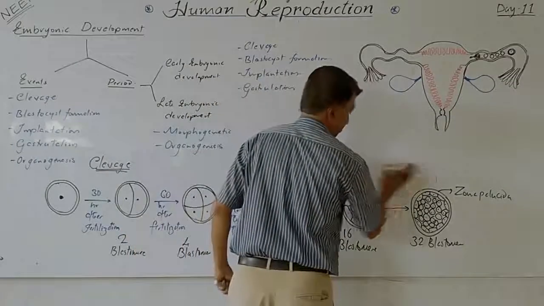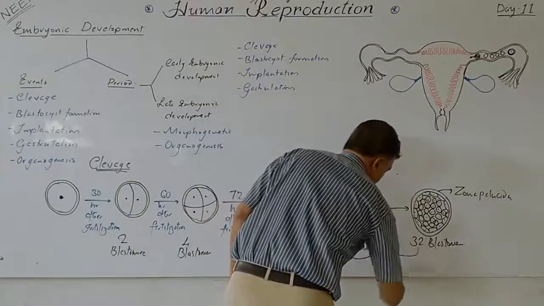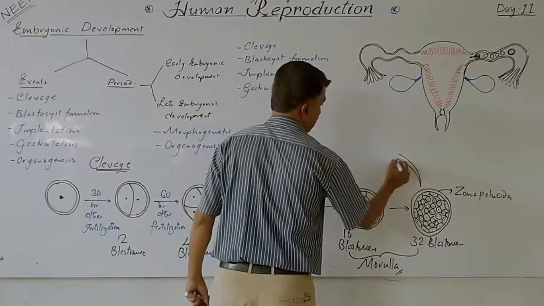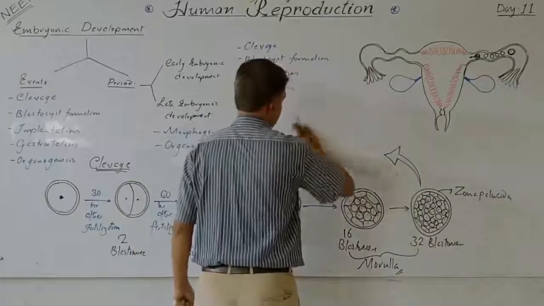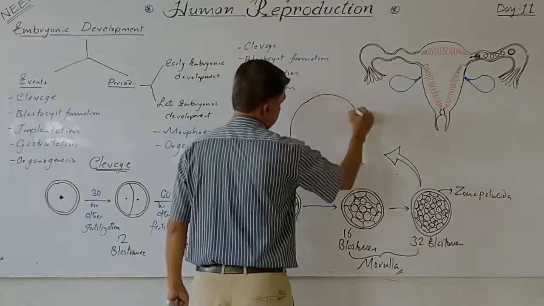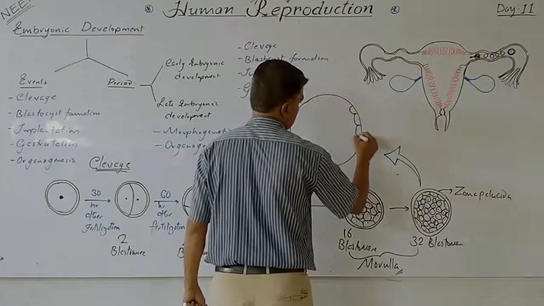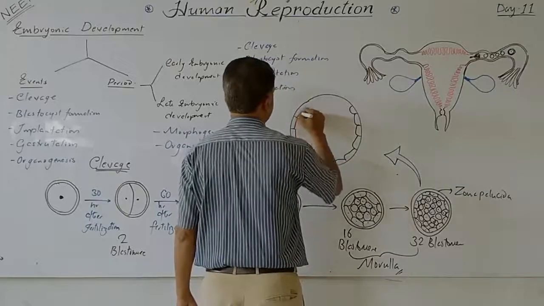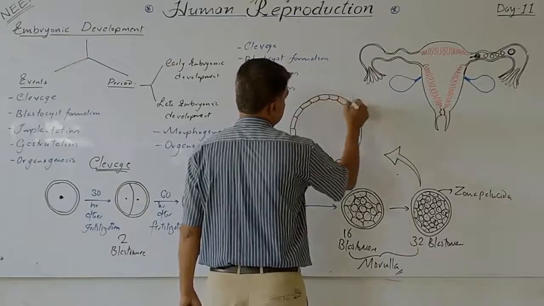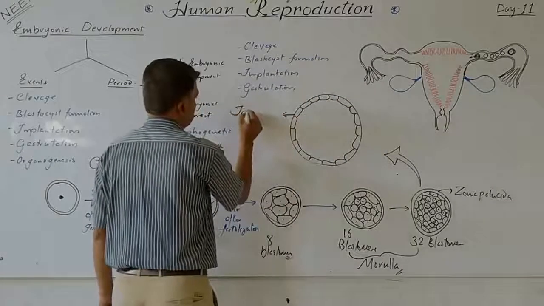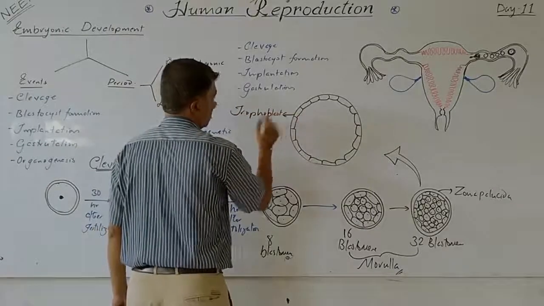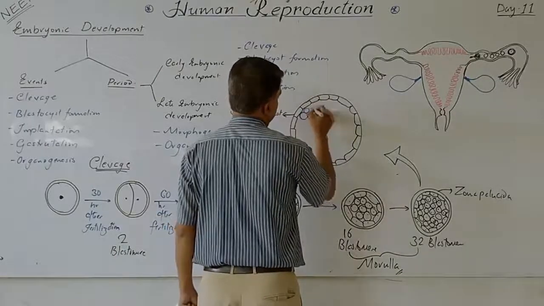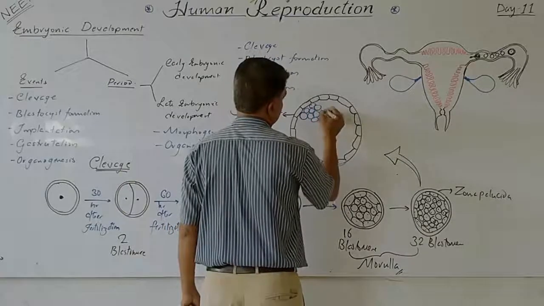Now how does the blastocyst appear? This complete structure is called a morula. Now this morula turns into a blastocyst. Blastocyst means it is covered by thin, barrel-shaped cells. So this outer covering is called the trophoblast. Towards one side of this, cells are present. These are the same blastomeres which are pushed toward one side.